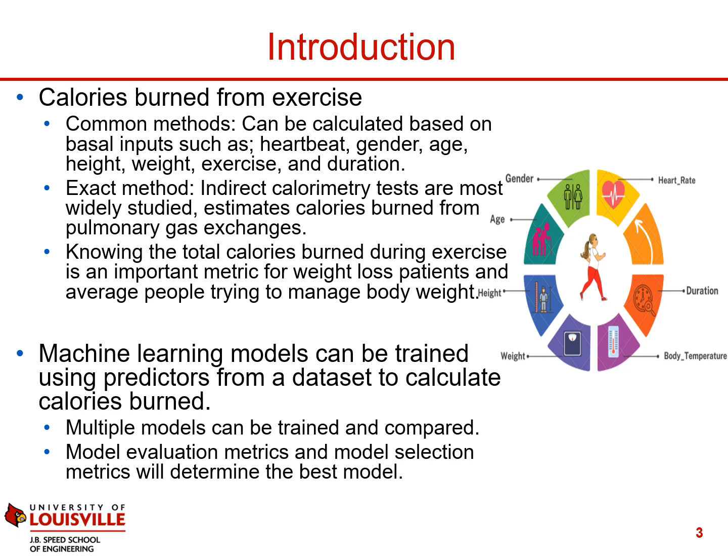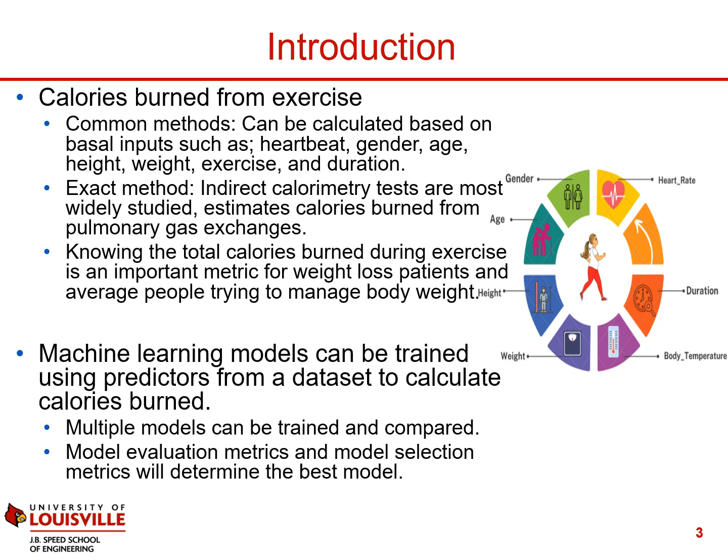Calories burned from exercise can be calculated using a variety of techniques. Common methods to calculate calories burned during exercise would be to use basal predictors such as heartbeat, gender, and age in a formula. An exact method to calculate calories burned from exercise is to undergo an indirect calorimetry test. These tests are widely studied and they measure the pulmonary gas exchanges and convert them to calories.